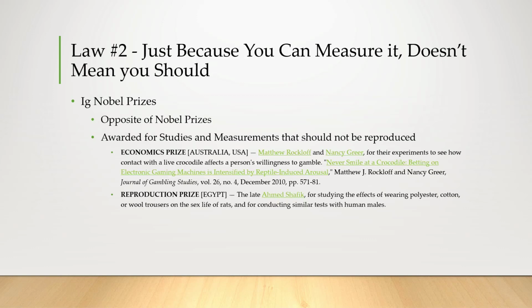Our second law is tied to the first one. Just because you can measure doesn't mean you should, and this is absolutely true. The slide talks about the Ig Nobel Prizes. These are the absolute opposite of Nobel Prizes, and they're actually given out for studies and measurements that should not be reproduced. There are ideas that should not be measured because they're just silly. They're realistically wasteful.